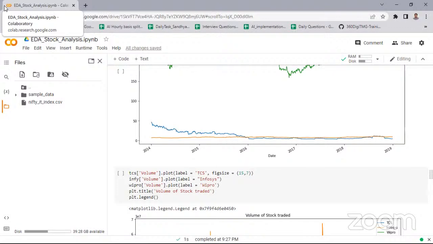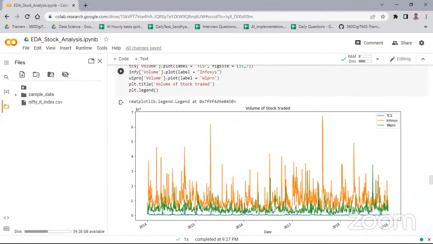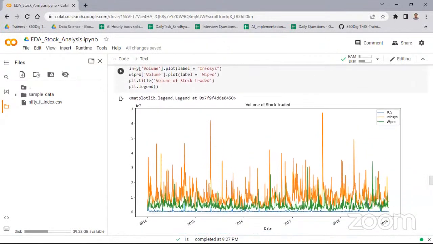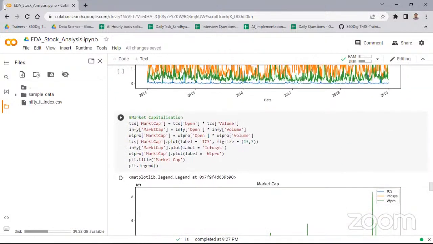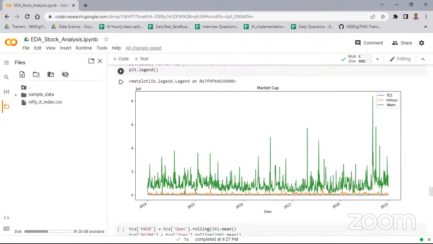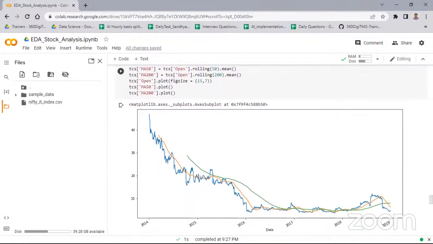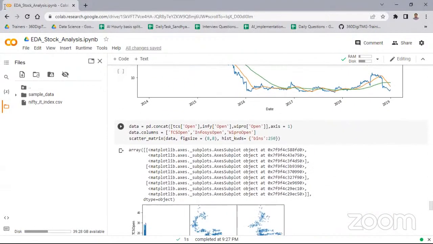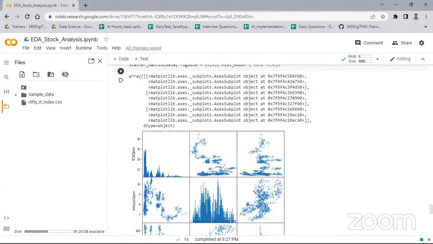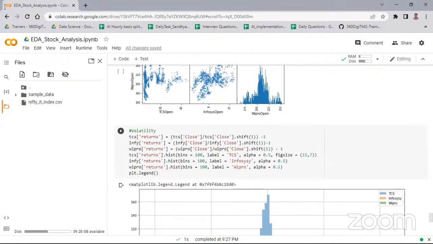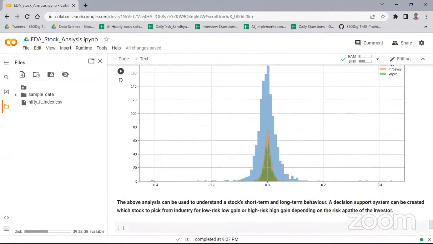So from the representation and understanding the data, you can see that. When you make a different representation with the legend, you can see market capitalization and its variation, and you can also plot with the rolling. This is getting reduced and decreasing, and you have a scatter matrix, scatter plot. This shows variation and volatility, and whether it is normally distributed or not. You can see blue, green, and orange.